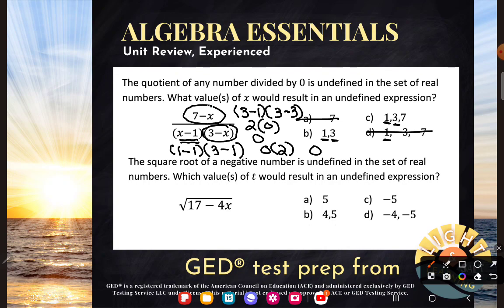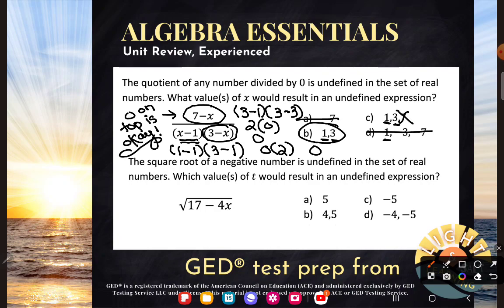Because it looks like 7's tempting, because if I look up at the top of this fraction, 7 minus 7 is 0. But remember, we're allowed to have 0 on the top. You can divide 0 by a number. You just can't divide a number by 0.